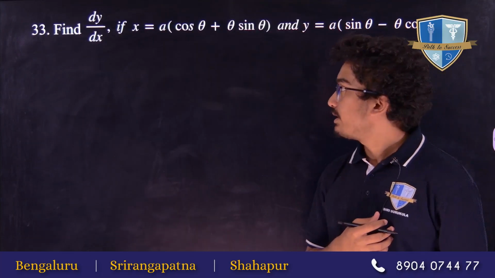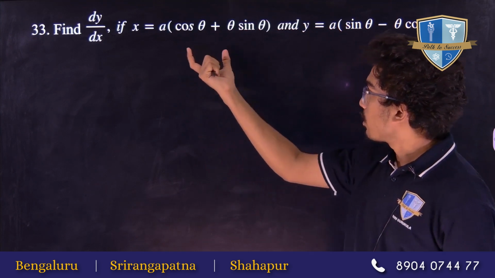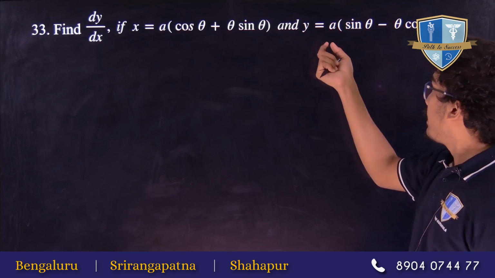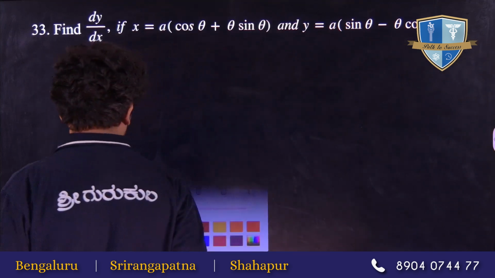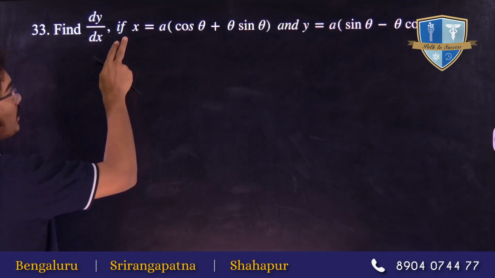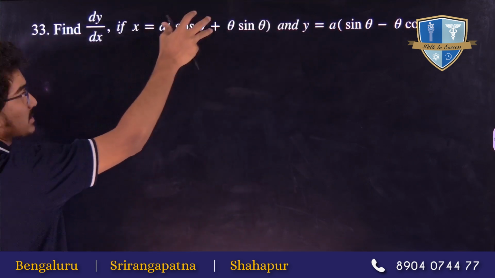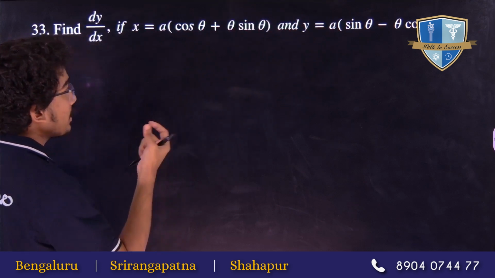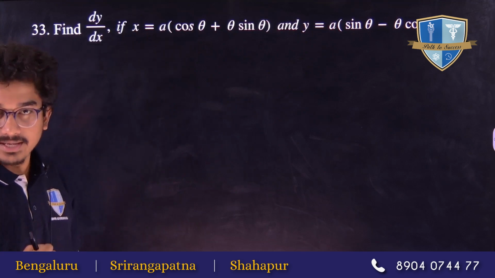So our next question is to find dy by dx if x is equal to a into cos theta plus theta into sin theta, and y is equal to a into sin theta minus theta into cos theta. Here x is given in terms of theta and y is given in terms of theta. So we'll differentiate these two equations and take the ratio to find dy by dx. We'll find dy separately, find dx separately, and take the ratio.